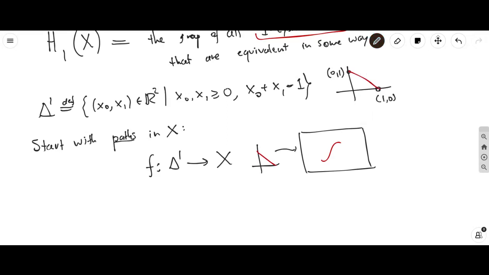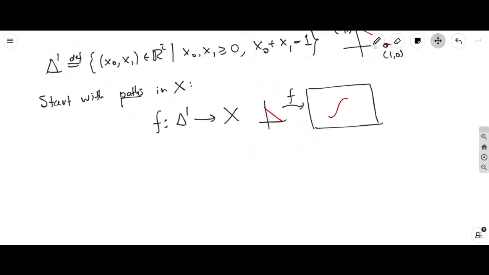You're mapping this into some kind of curve in X. And as we remarked, it's not the image that we care about, it's the actual mapping. Because otherwise, we're going to run into the problem where the same image can be described by lots of different mappings. So we have to be a little bit careful. So we talk about, so a path is a mapping and not the image. So that's what we mean by mappings.